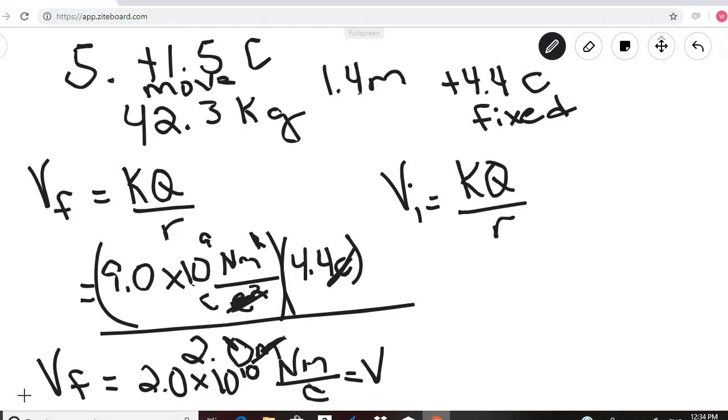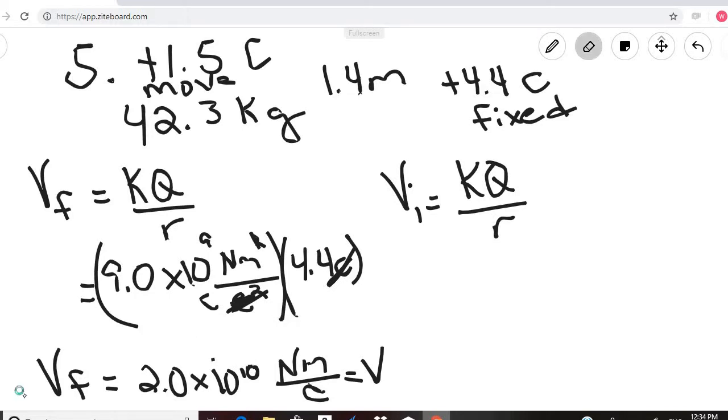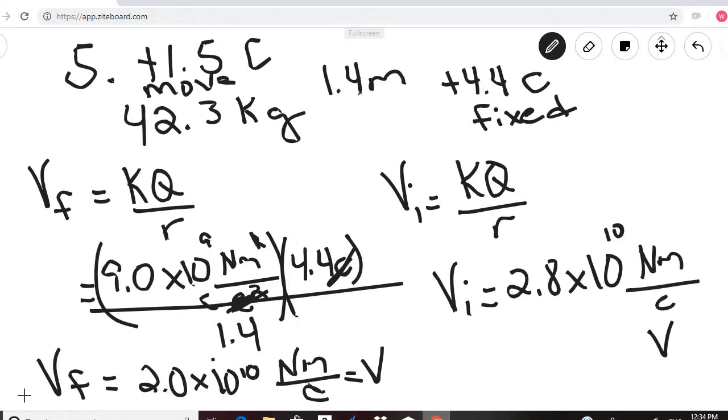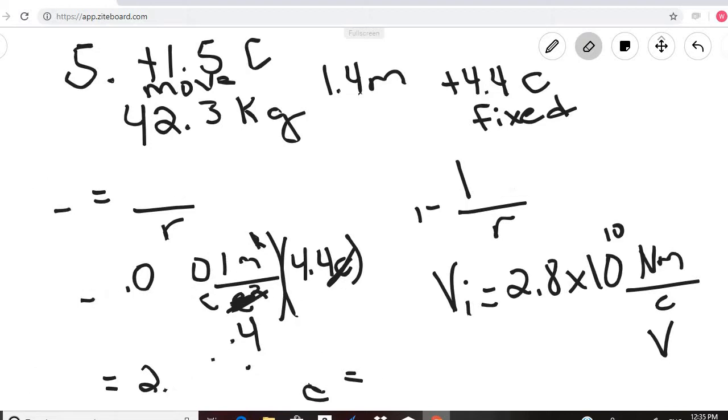For the initial, the top part of the equation is going to be the same, but now instead of dividing by 2.0, we'll divide by 1.4. So then what we will get for VI is that VI is equal to 2.8 times 10 to the 10 Newton meters per Coulomb or volt. Okay, so we have our VF and VI, so we can now determine the change in the electric potential.